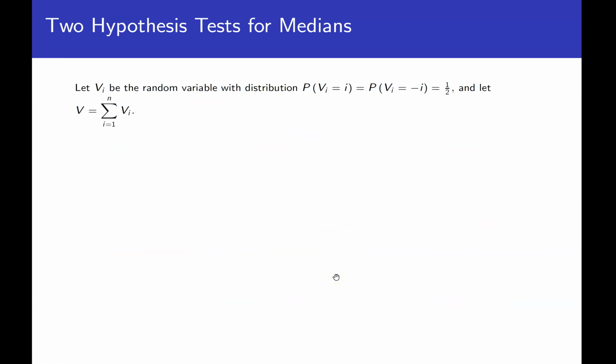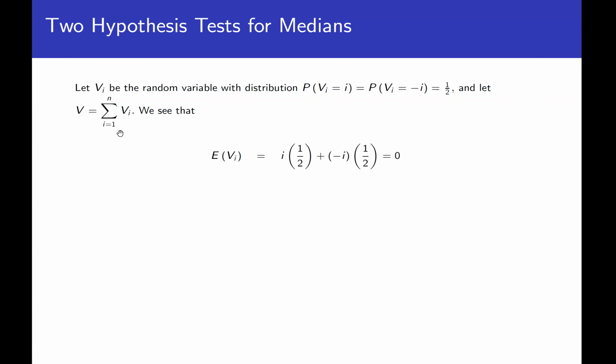All right. So let's let v sub i represent this particular random variable, where the only values that v sub i can take on are i and negative i. Again, the probability of each of those happening is 1/2. And we're going to let v here be the sum of the v sub i's. So we're going to add up these signed ranks, essentially.